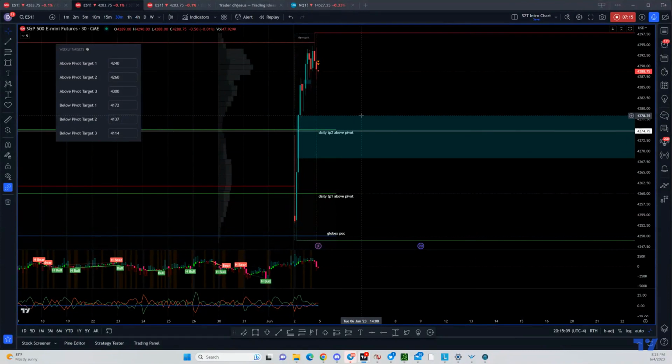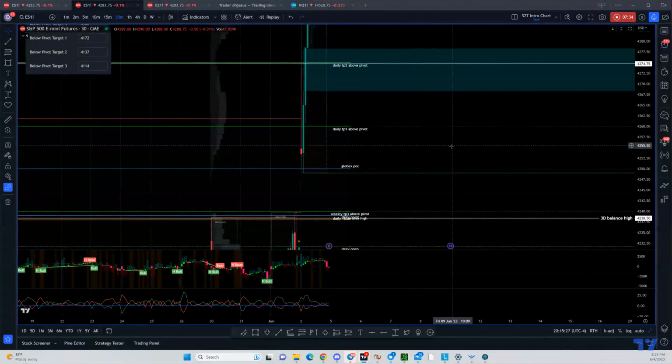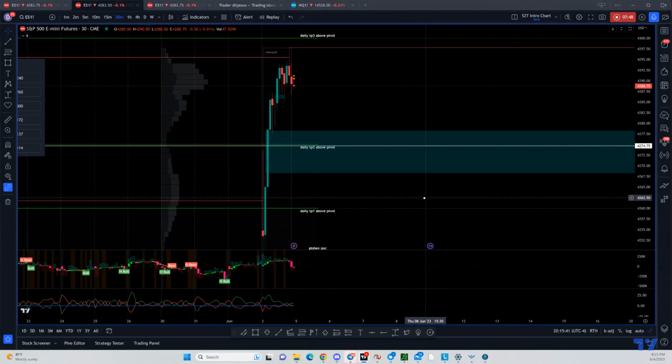Obviously, if we were to trade below the 68, it will fill the fair value gap in 30 minutes. If we were to trade below 74, it will fill that single print. I believe that the best possible scenario for buyers is to defend the gap, which is a gap fill at 4240. NQ does not have this gap. All right, so let's talk about targets then.